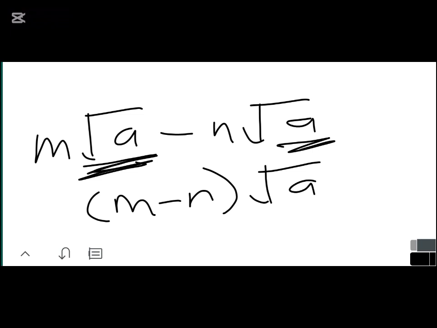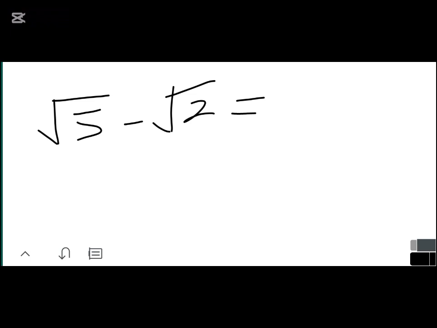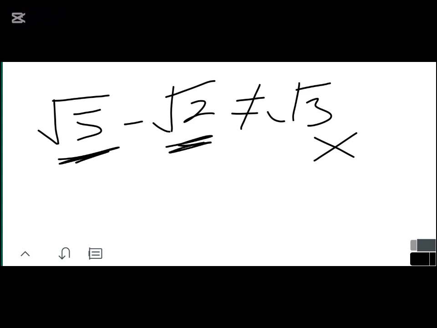Very simple. So there is something you have to note here. Let's say we have square root of 5 minus square root of 2. This is not equal to square root of 3. This is wrong. Why? Because they are not of the same form or they are not alike. This is square root of 5, this is square root of 2. We can't subtract. So here the rule is very valid. We only subtract sets which are of the same form.